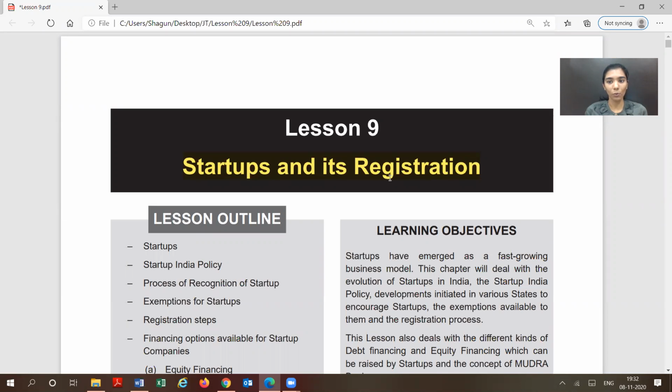What you have to do when you are trying to understand or study this particular chapter is to keep in mind that if you want to establish a startup, how would you do it, what would be the benefits, and why would you form a startup? Then it becomes easier to have a grasp of this chapter. So let's begin.